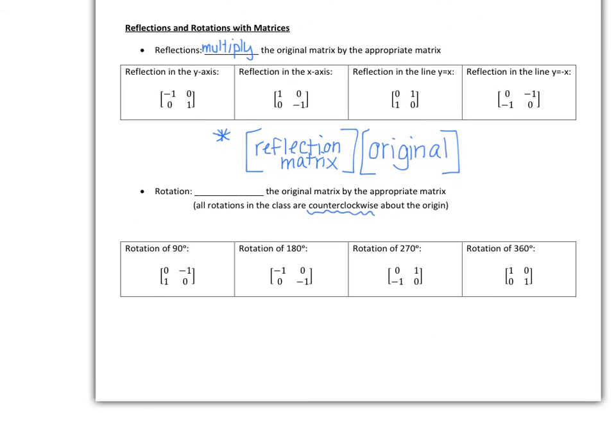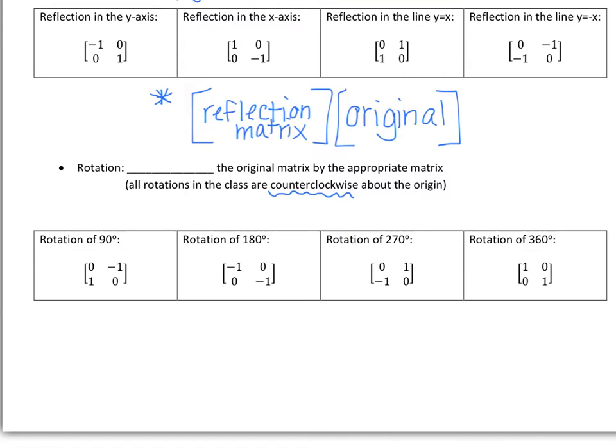All right. So these work pretty much the same way the reflections do, in that we're going to multiply the original matrix by the appropriate one. And same thing again, you have to do the rotation matrix first and then the original.